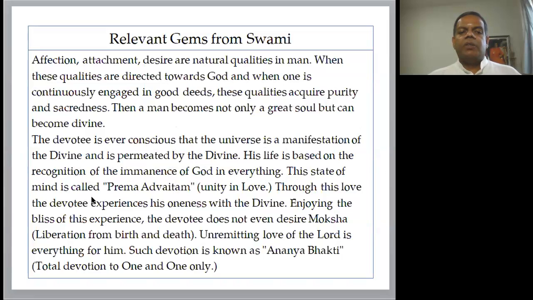This state of mind is called prema advaitam, unity in love. Through this love, the devotee experiences his oneness with the divine. Enjoying the bliss of this experience, the devotee does not even desire moksha, liberation from birth and death. Unremitting love of the Lord is everything for him. Such devotion is known as Ananya Bhakti, total devotion to one and one only.